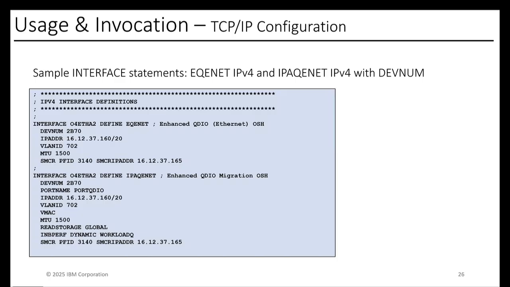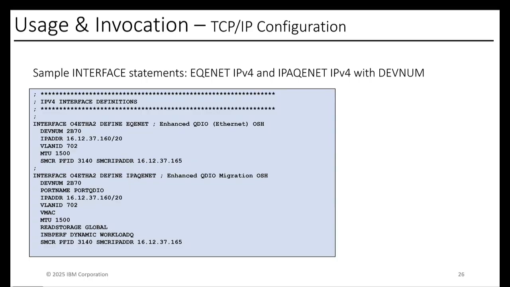Okay, as promised, here's a side-by-side of what the new definition looks like. Here you'll see an IPv4 EQENet definition statement that has your devnum, your IP address with your subnet. Here they're using VLAN 702. They've downgraded the MTU to 1500 instead of the jumbo that the OSA supports. And they're also using SMC-R.